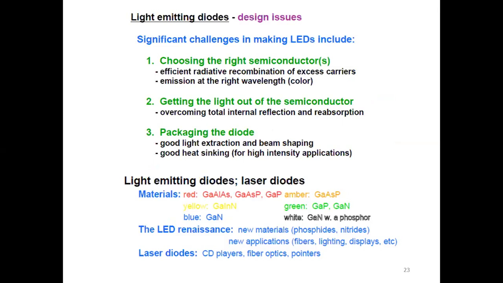A few of the design issues that needed to be solved in making LEDs were choosing the right semiconductor. You need efficient radiative recombination of excess carriers, emission at the right wavelength, the color that you're choosing, and getting the light out of the semiconductor. So overcoming the total internal reflection and reabsorption, packaging the diode, good light extraction and beam shaping, good heat sinking for high intensity applications. Light emitting diodes and laser diodes today use materials for various colors like red, amber, blue, white, and they're used for CD players, fiber optics, pointers, printers, many other things.